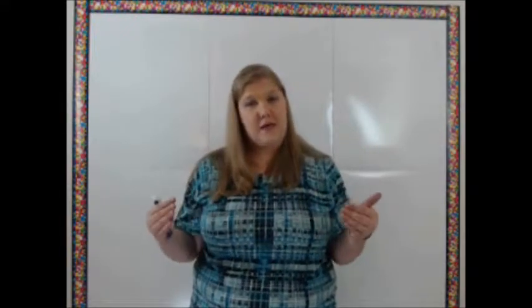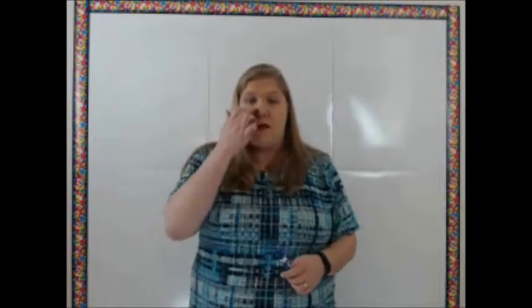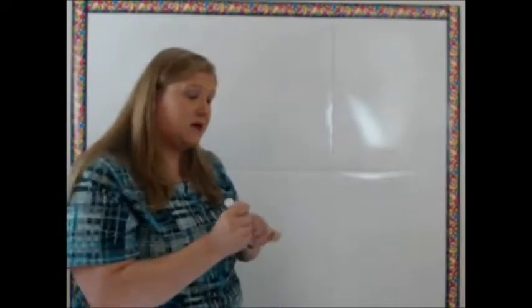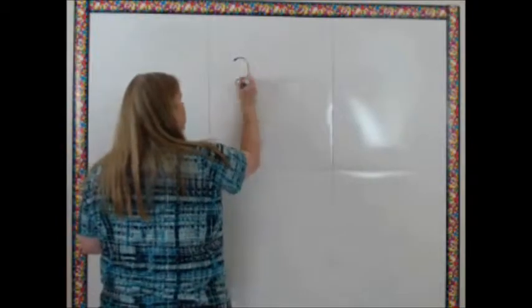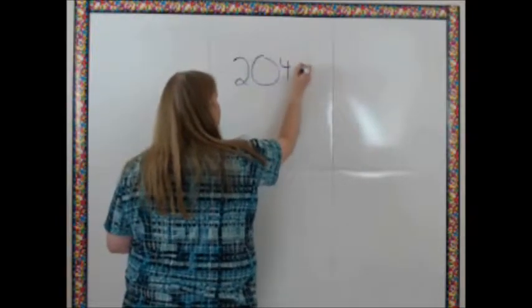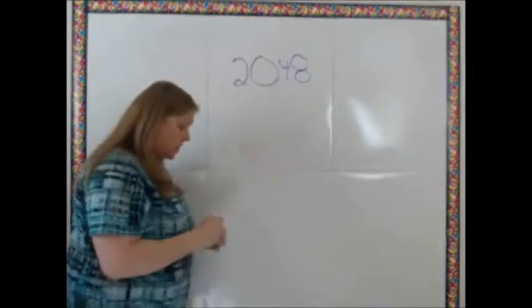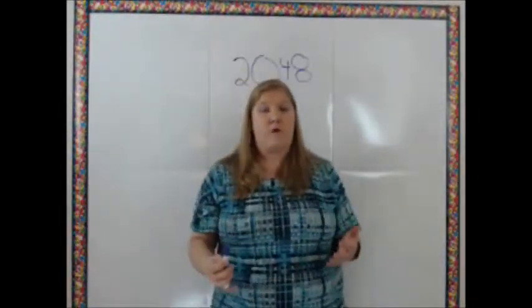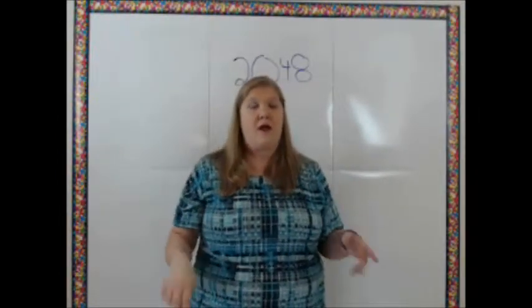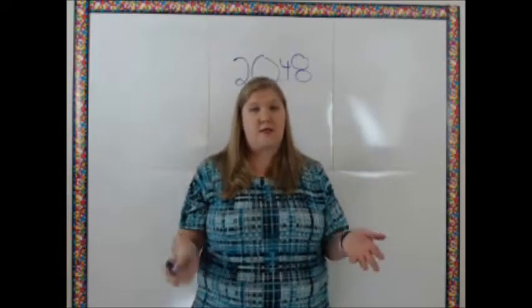So let me be up front here and tell you that when you're looking for divisibility by 8, you're less looking for whether something is divisible by 8 and more determining if something is flat out not divisible by 8. It's almost like a negation rule, okay? So let me give you an example. Let's go with the number 2048.